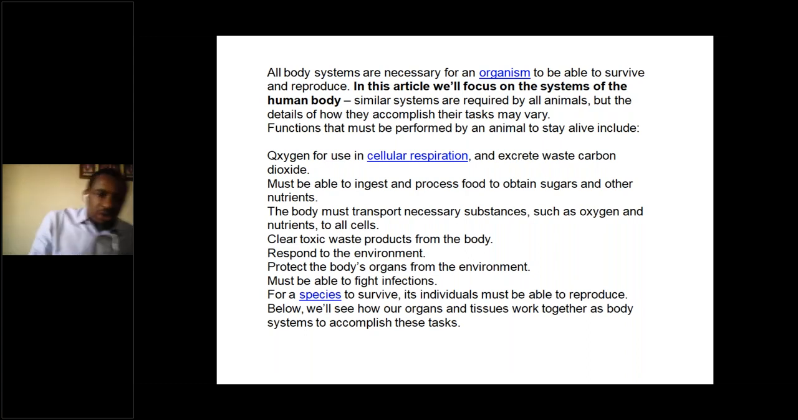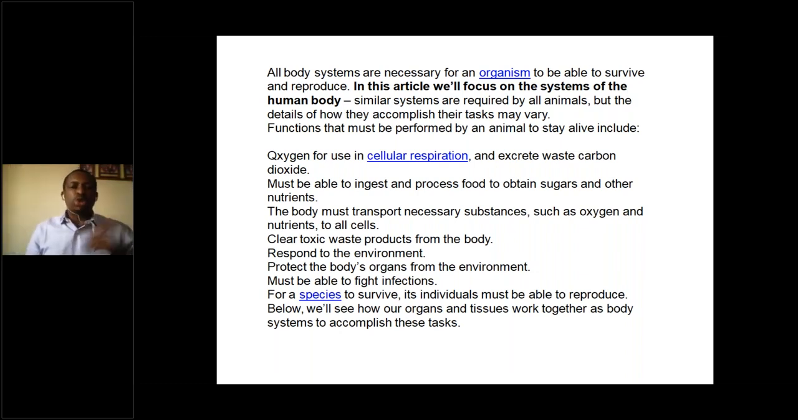The organism must be able to ingest and process food to obtain sugar and other nutrients. The body runs on glucose. The body runs on ATP. So the organism must be able to ingest and process food to obtain sugar and other nutrients. And how does it achieve that? It achieves that through the organ system.